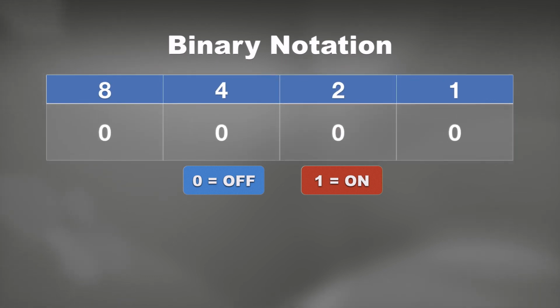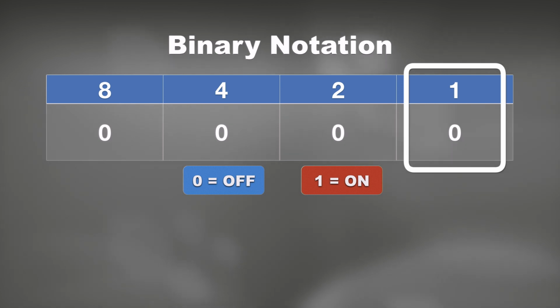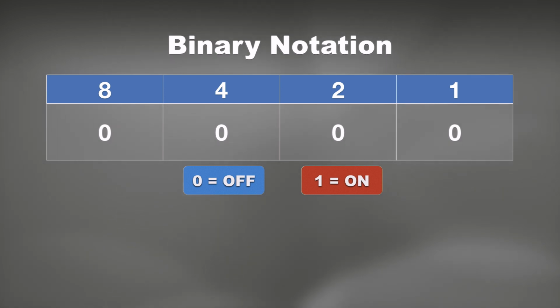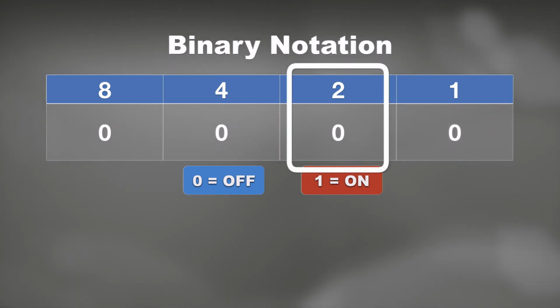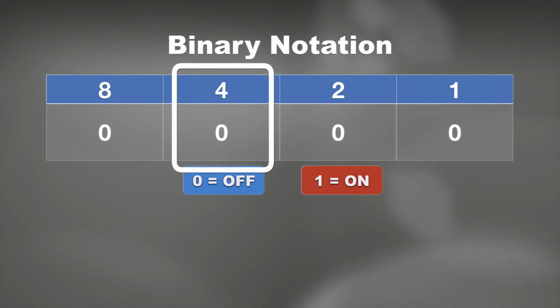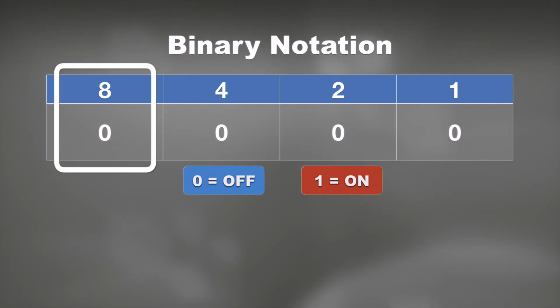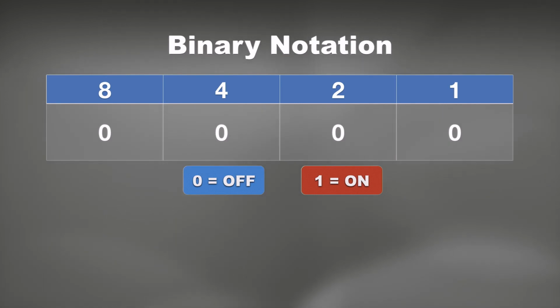We'll assign a number value to each of the 4 bits. The rightmost bit is given the value 1. And then moving towards the left, the next bit is given a value of 2. The third bit has a value of 4. And the last bit has a value of 8. To convert this binary number to hexadecimal, we just need to add up all the bits that are in the on state. Let's try a couple of examples.